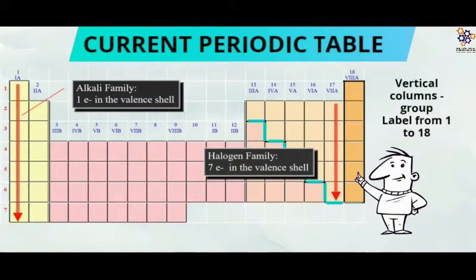Or 1A to 8B. Elements in the same group have the same number of valence electrons.